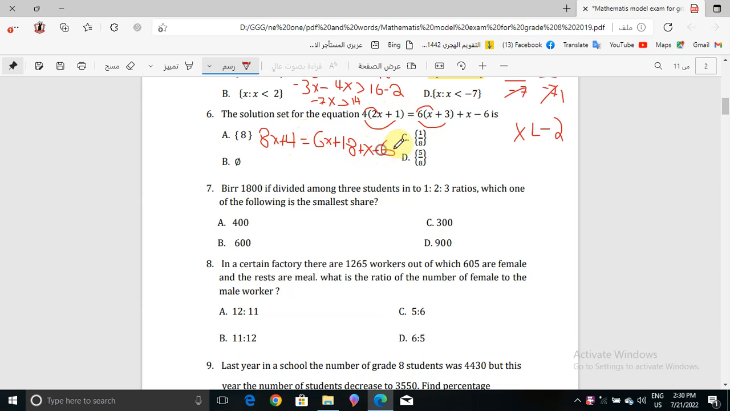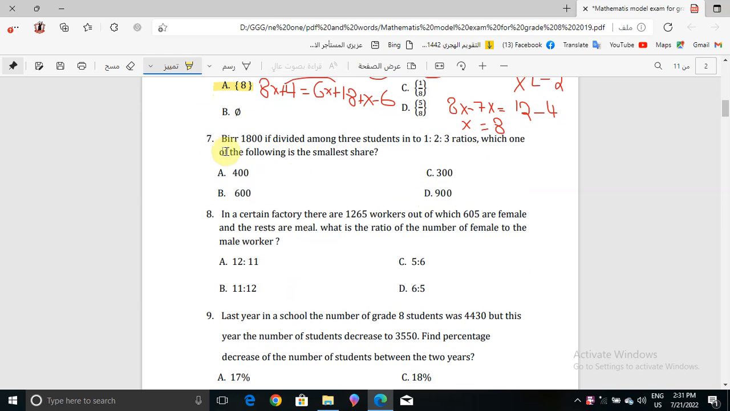Now we will collect the like terms together. Here 6x plus x will be 7x. So 8x minus 7x is equal to 12, because 18 minus 6 is 12, and we will shift 4 to the other side, it will be negative 4. So here what will it be? x is equal to 8. So the solution set for question number 6 will be choice A, which has the number 8.